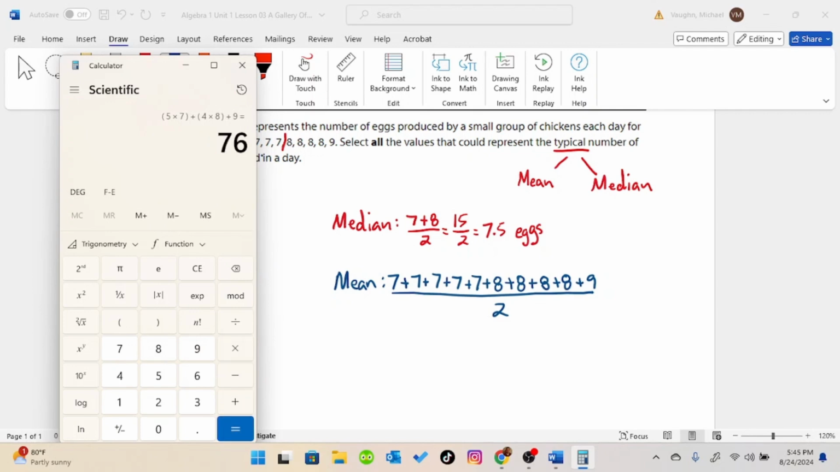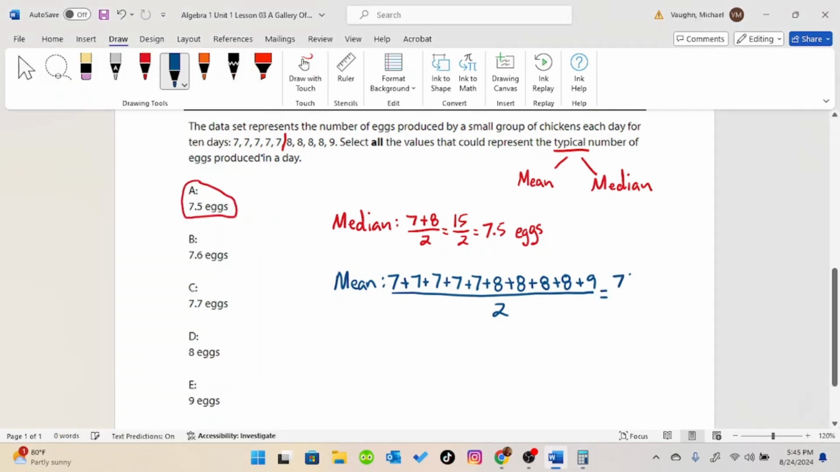So total, this is 76. And we're dividing by how many there are. So that's 10. So if we divide 76 by 10, we get 7.6 eggs, which is choice B.